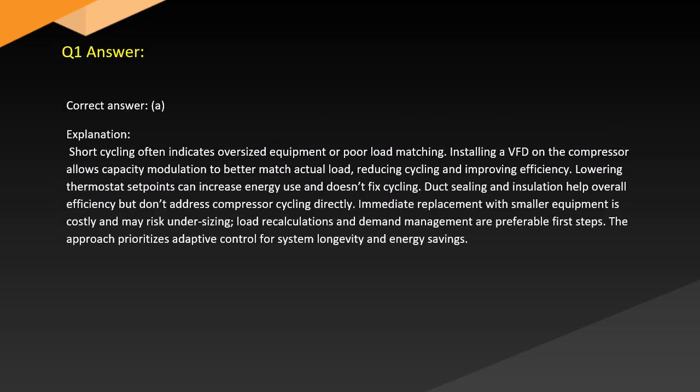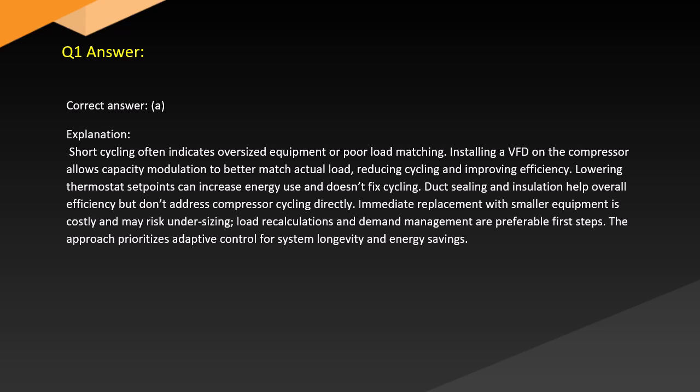Answer. Correct answer: A. Explanation. Short cycling often indicates oversized equipment or poor load matching. Installing a VFD near the compressor allows capacity modulation to better match actual load, reducing cycling and improving efficiency.